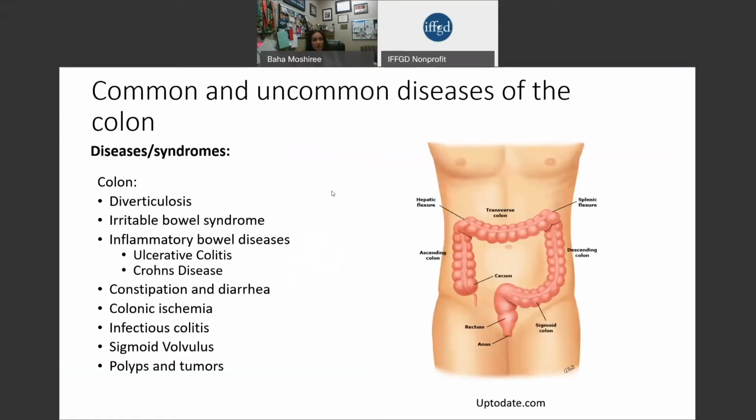So the common diseases of the colon will be covered first. These are diseases and syndromes, I would say. Diverticulosis we will cover pretty in depth since this is actually pretty common. Irritable bowel syndrome is also a common disease syndrome that is special to me because it's an area that I do research in. And then inflammatory bowel diseases are also colitis, Crohn's disease. We'll also cover constipation, but not diarrhea syndromes, as this talk is only 20 minutes. Colonic ischemia, infectious colitis, sigmoid and cecal volvulus can also develop, and then polyps and tumors.